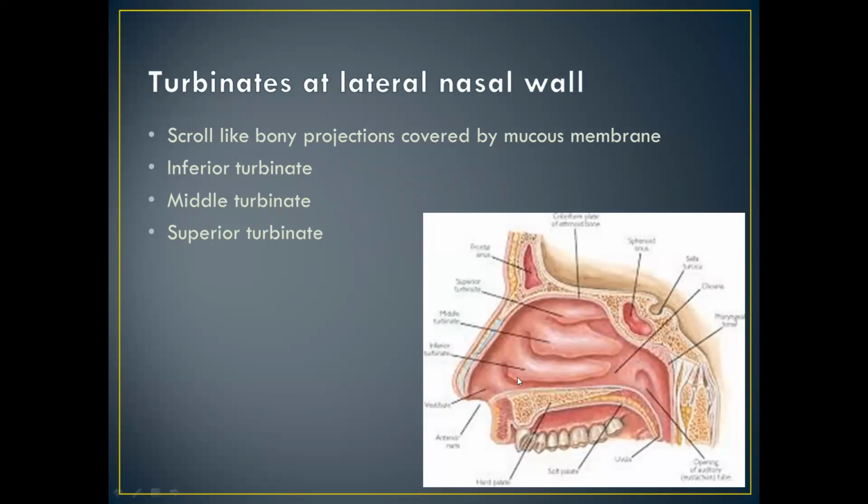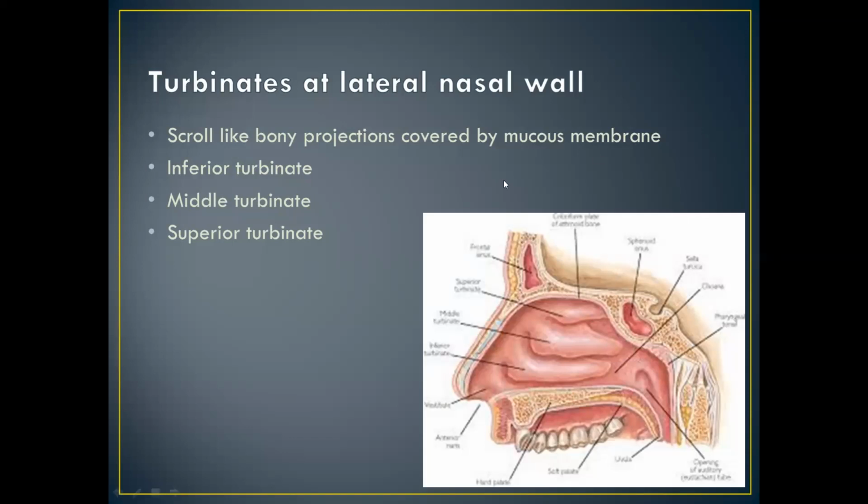the nasal cavity. The middle one is smaller than the inferior, and it runs to the posterior half of nasal cavity. The superior turbinate runs only the posterior one-third of nasal cavity. And the spaces between these turbinates are called meatus. The space below the inferior turbinate is inferior meatus.